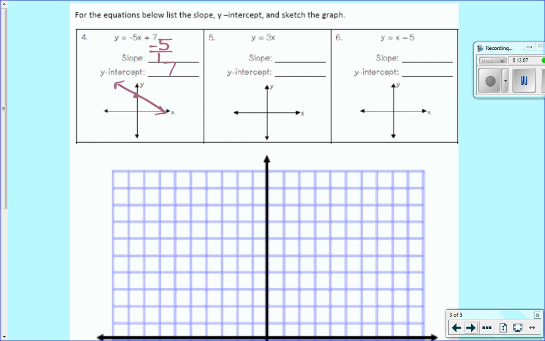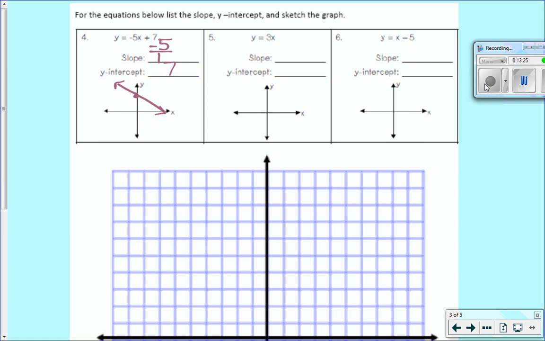Okay, so for number 5 and 6, I want you to do the same thing. What is the slope? What is your y-intercept? And do a quick sketch. For your slope, I want to see rise over run. Okay, are we good with that? All right, go for it.